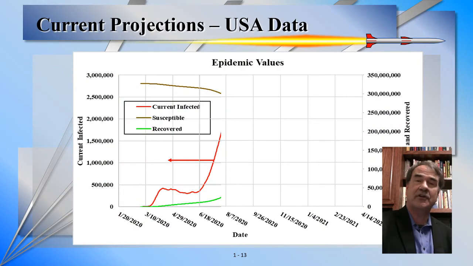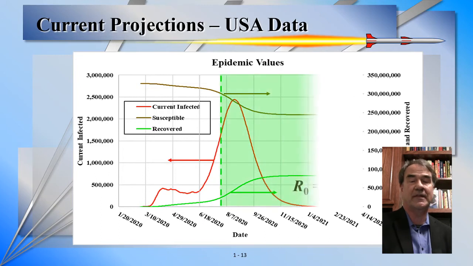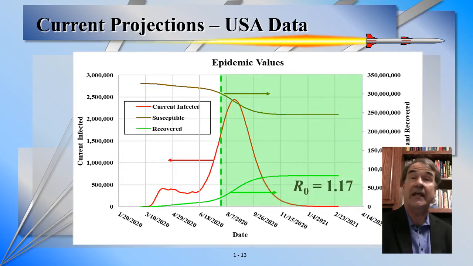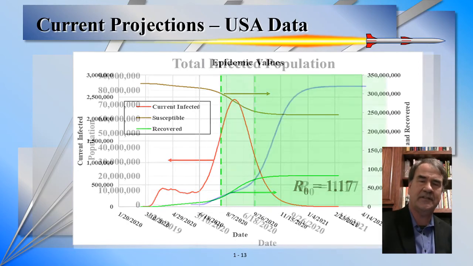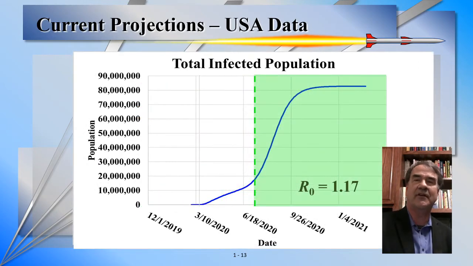So what are the current predictions according to the SIR model: how many people are susceptible, how many people are currently infected, how many people are recovered? Well, everything shown in the green shading is predicted, using an R naught value of 1.17, which at this point is probably pessimistic, but not too far off from what we can expect from the trends of the R naught that we've seen. In doing so, we see that the total number of Americans expected to get the disease is about 82 million people.